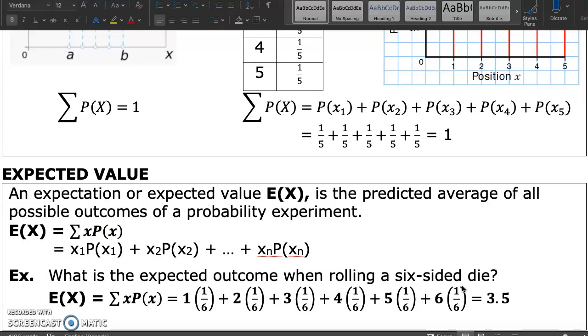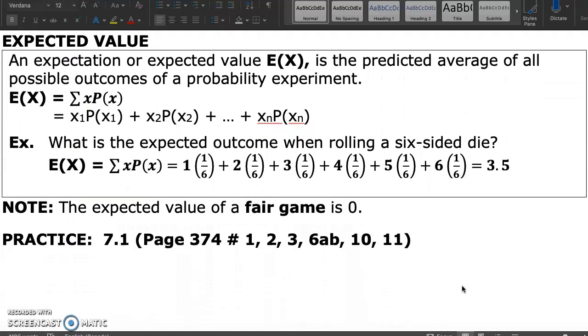So the expected value. Expected value, denoted as E(X), is the predicted average of all possible outcomes of a probability experiment. So this is the formula. Expected value of x is equal to the sum of x, meaning what the outcome value is, times the probability of that outcome, x. And that's for each of them.